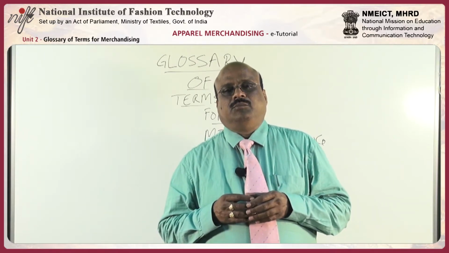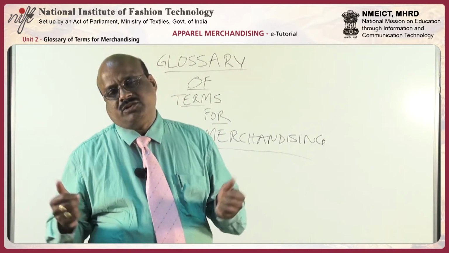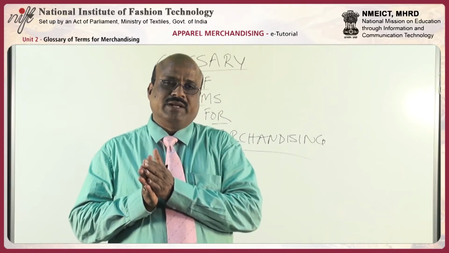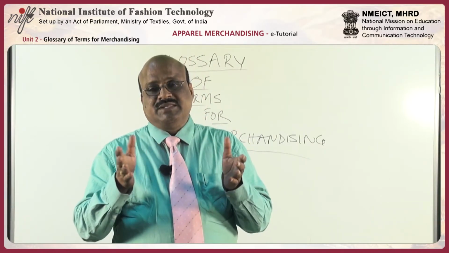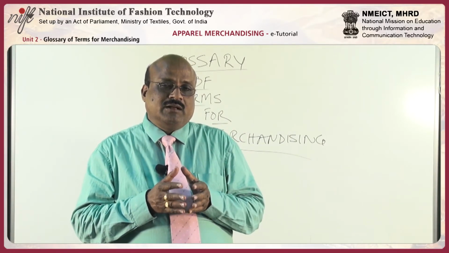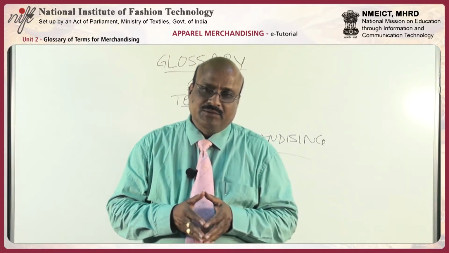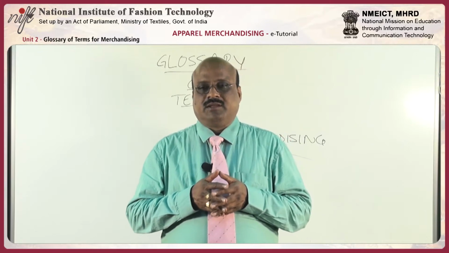Another term regularly used in the industry is costume jewelry. So, what is costume jewelry? Relatively inexpensive jewelry, as opposed to jewelry of gold, silver and platinum, generally set with precious stones. Basically we have two types of jewelry. Precious jewelry is made of precious metals like gold, silver, platinum, and may be studded with expensive stones like diamonds. But there is also jewelry which is relatively inexpensive. It is made with inexpensive materials, but has good decorative value and good appeal. So, that relatively inexpensive jewelry is called costume jewelry.